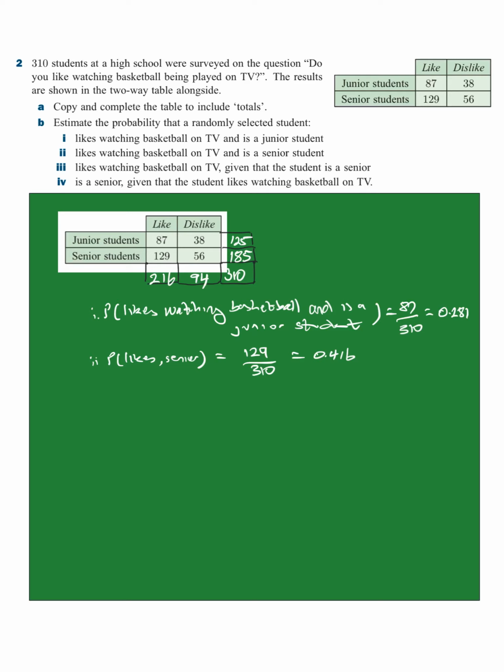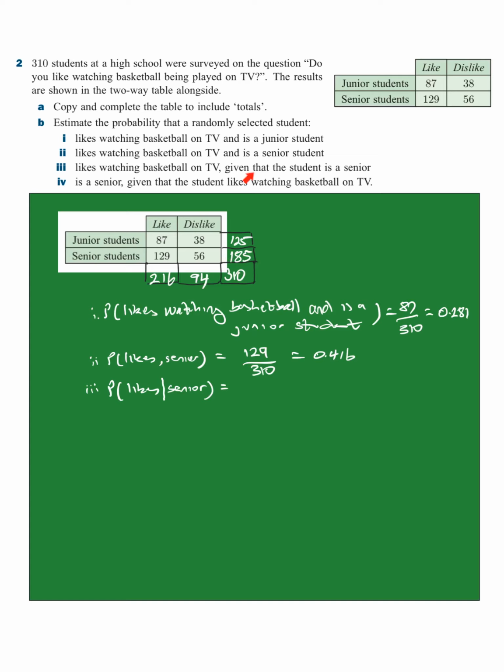Good. And the next one, number 3, likes watching basketball on TV, probability of likes watching basketball on TV, given that the student is a senior. Okay, now we saw this before. Anytime you see given that the student is a senior, we go to senior, it's got 185, so that's now the number on the bottom.